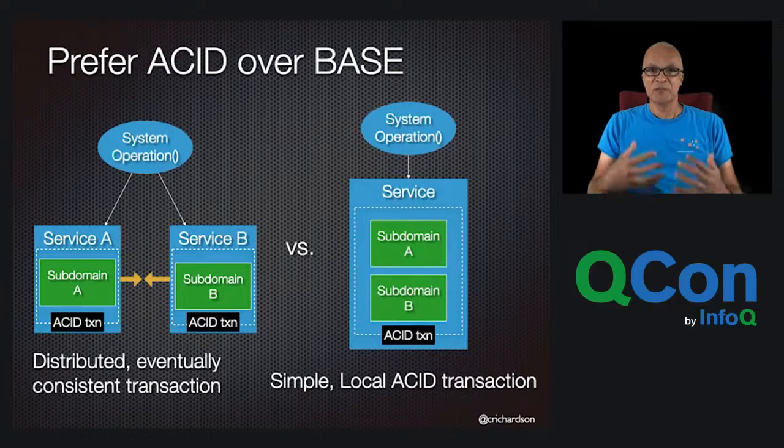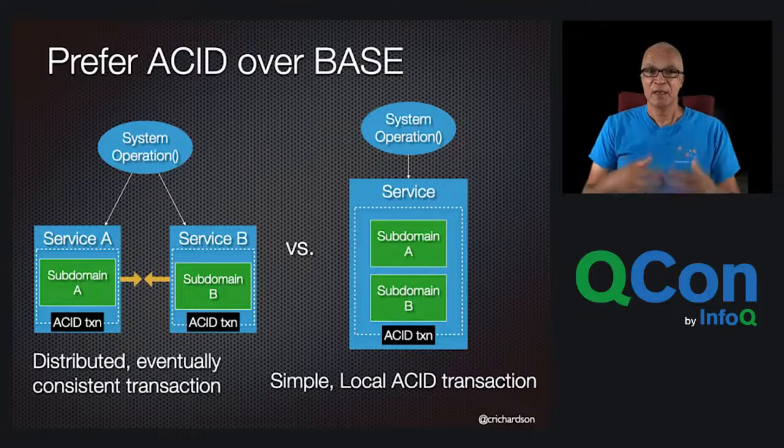The third force is prefer ACID over BASE. System operations are best implemented as ACID transactions. That's because ACID transactions are a simple and familiar programming model. The challenge, however, is that ACID transactions do not work well across system boundaries. An operation that spans services cannot be ACID and must use eventually consistent transactions, which are more complicated. As a result, you might want to co-locate subdomains in order to make an operation ACID.